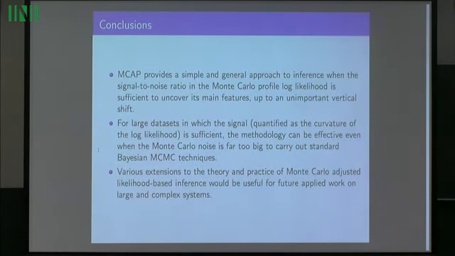So I'm going to conclude about the MCAP, and then I want to tell you a little bit about one of the algorithms that really lets us do all these Monte Carlo profiles. MCAP is a simple and general approach to inference when the signal-to-noise ratio in the Monte Carlo profile log likelihood is sufficient to uncover its main features up to an unimportant vertical shift. That's basically what it does for you. And it can be effective even when you can't carry out other techniques like MCMC.